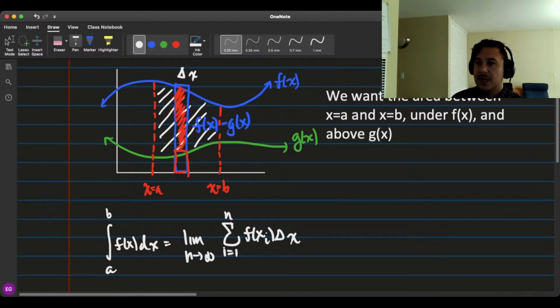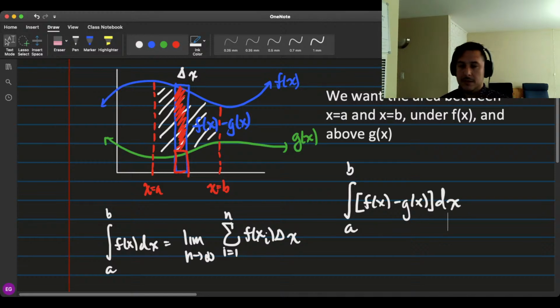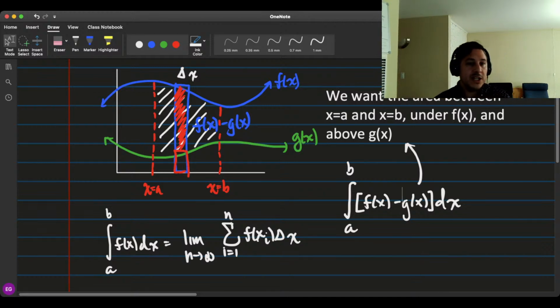Okay. So in other words, to find this area, we're going to integrate from a to b, and like what you guys said, f of x minus g of x dx. Boom. That gives us what we want. So we're going to explore this today, calculating these areas.